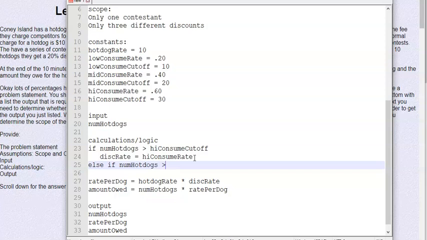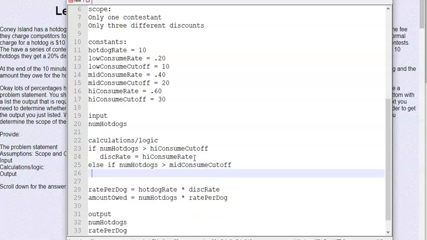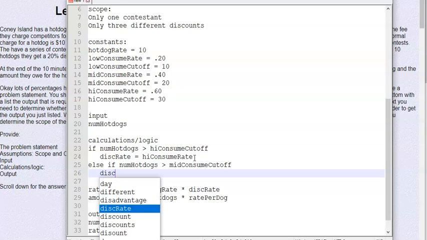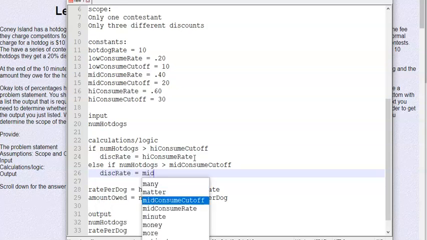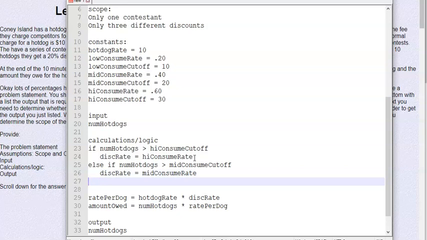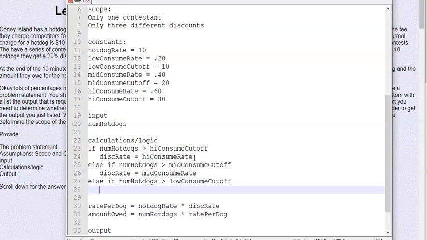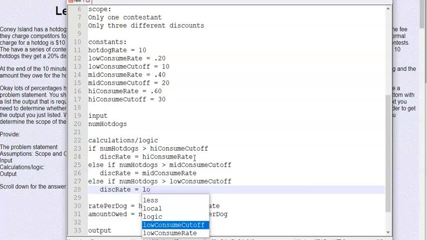And that is number of hot dogs greater than, and this is going to be the mid one now, and we'll just work our way down. The mid cutoff, if that's true, then the disk rate is going to be equal to the mid consume rate. All right, and then the next one is again, if it didn't meet the mid criteria, else. Let's see if it met the next criteria, which is num hot dogs is greater than the low cutoff. And if that's true, then the disk rate is going to be the low rate.